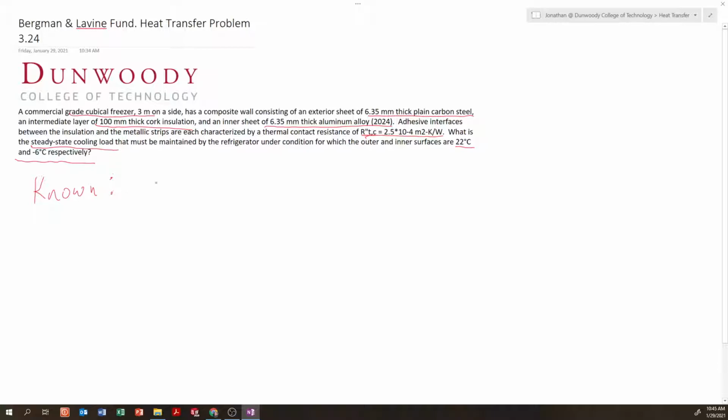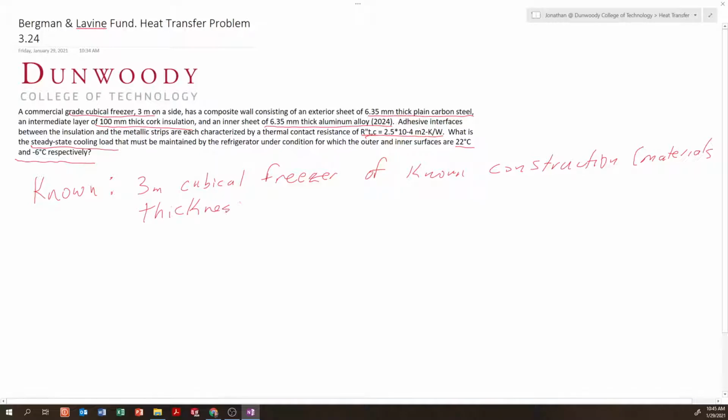Well, we know it's a commercial freezer, 3 meter, cubicle freezer of known construction. So by that I mean materials. I also mean that we know the thicknesses and contact resistances.